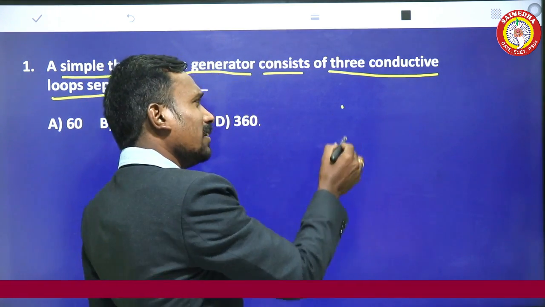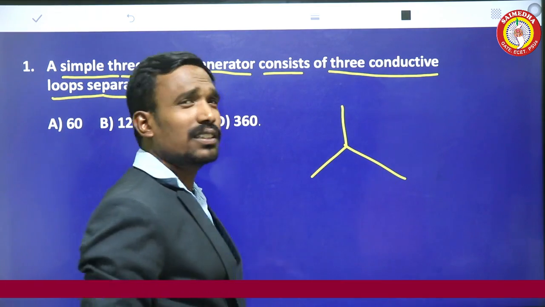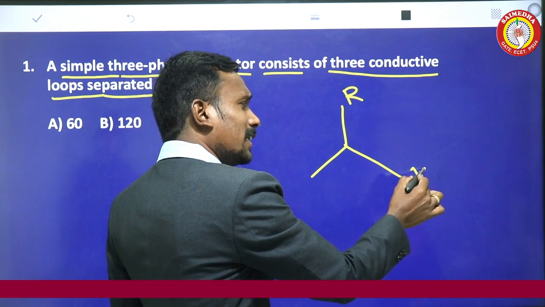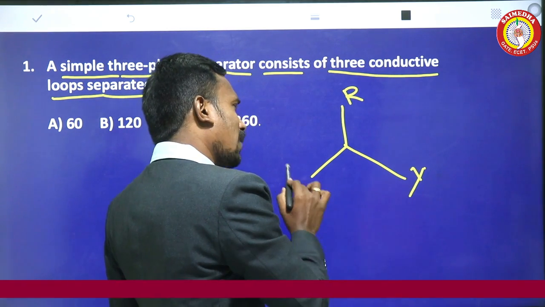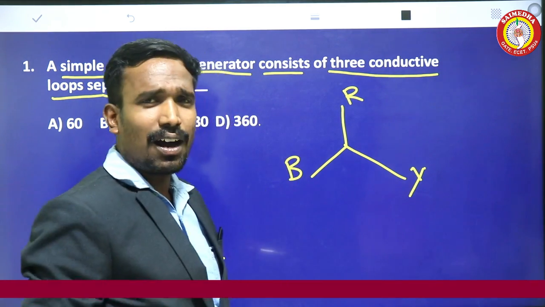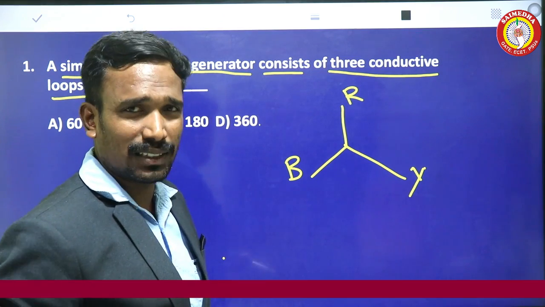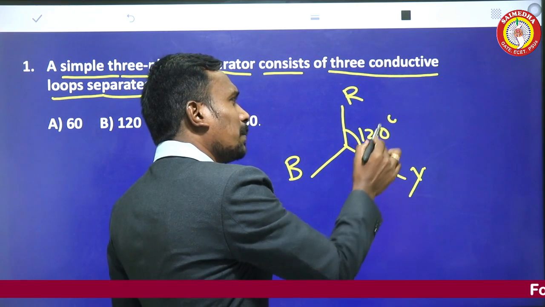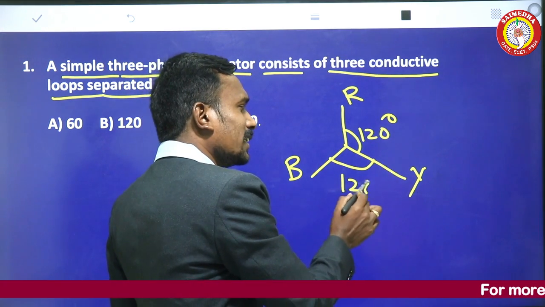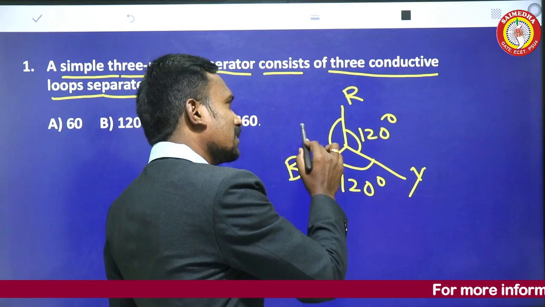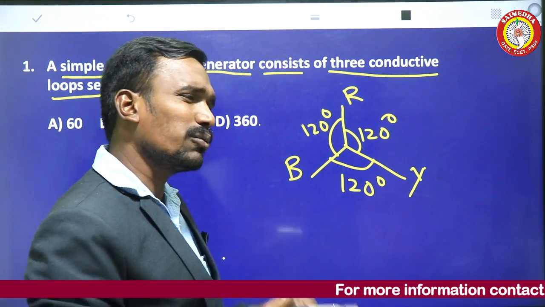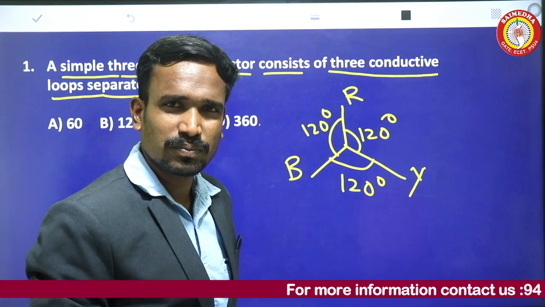Generally we know the three-phase system: R phase, Y phase, B phase, three phases. Each phase is generally separated by 120 degrees. We already know this, so the same criteria will apply to any three-phase system.